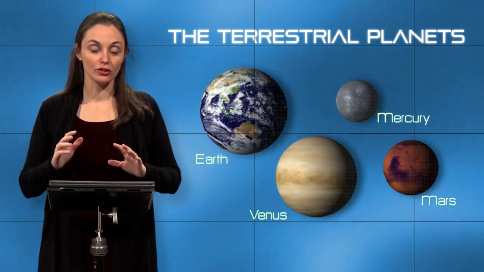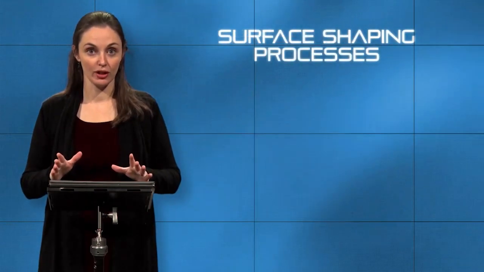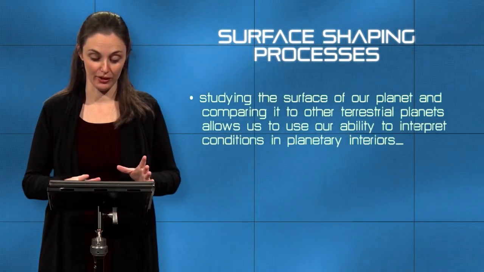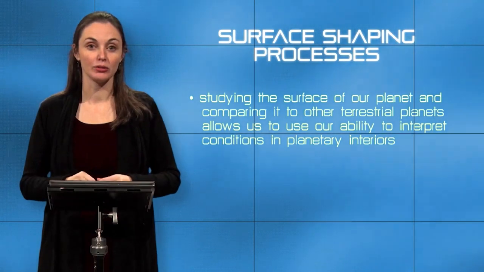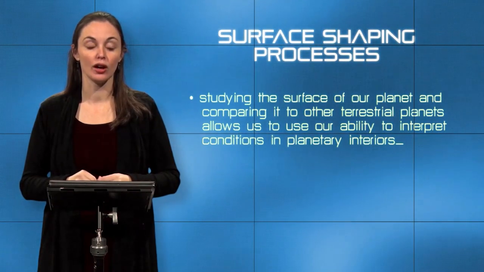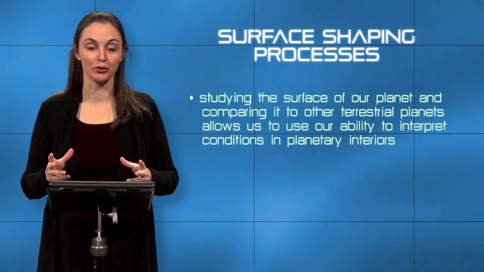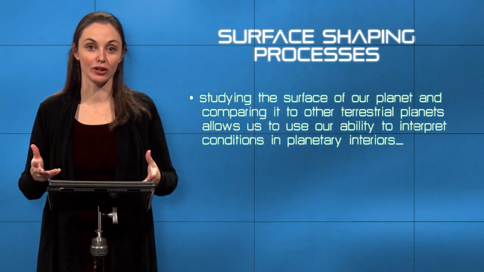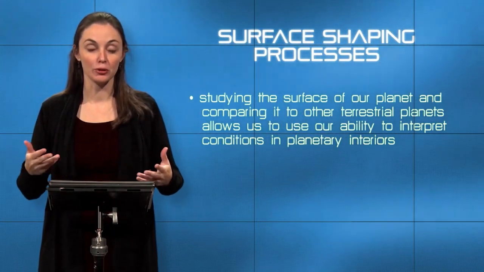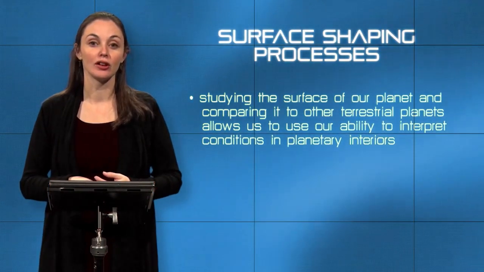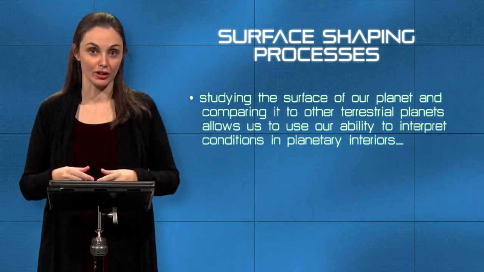Now, looking at the surface of these planets actually gives us a lot of information, even about the interior of the planets. So that's our main objective today, is to use all of the surface exploration tools at our disposal, all these great images that have come from various NASA probe missions and rover missions, to give us a little bit of an understanding of what's going on in the planet's interior.